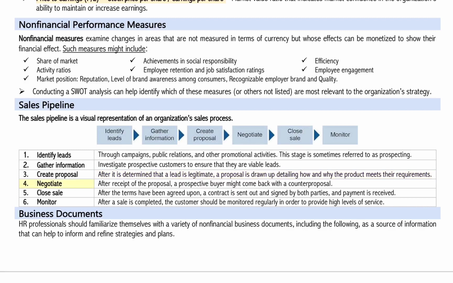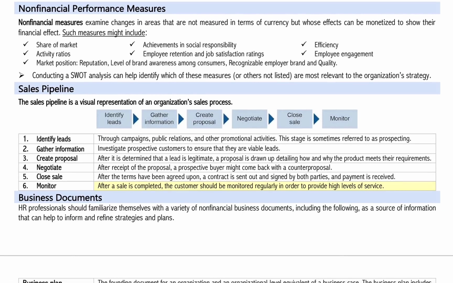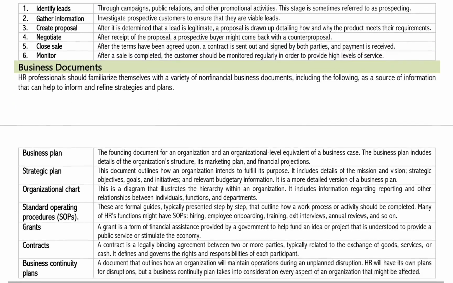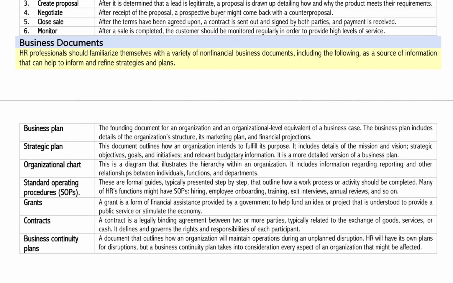4. Negotiate. After receipt of the proposal, a prospective buyer might come back with a counterproposal. 5. Close sale. After the terms have been agreed upon, a contract is sent out and signed by both parties, and payment is received. 6. Monitor. After a sale is completed, the customer should be monitored regularly in order to provide high levels of service.